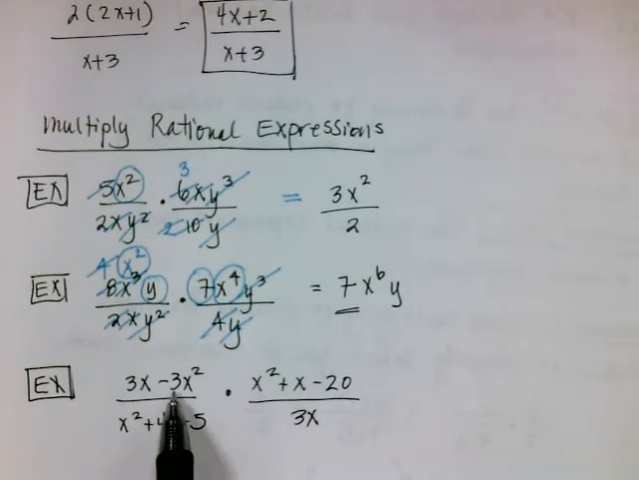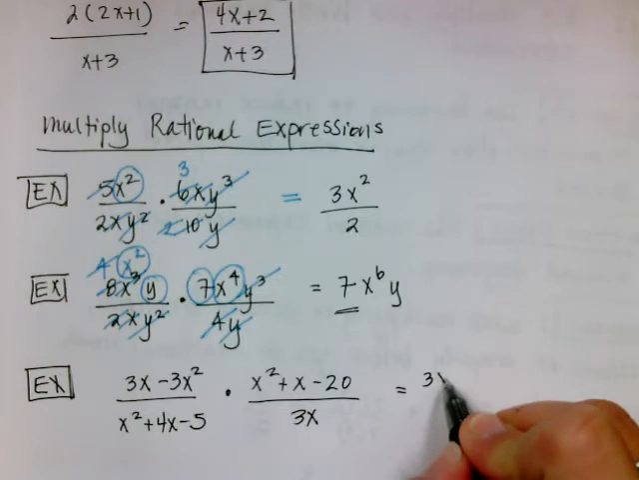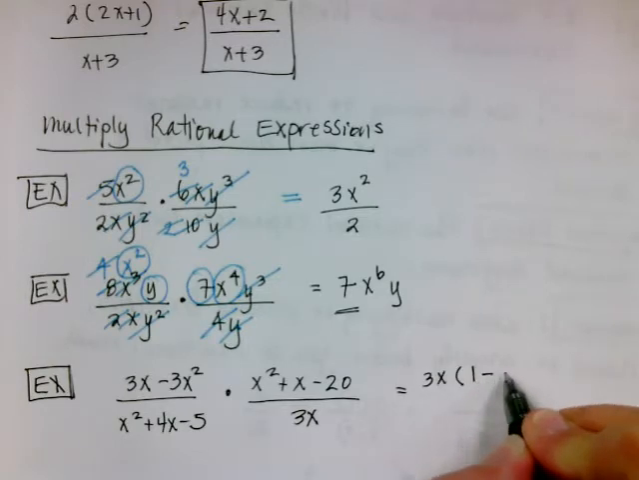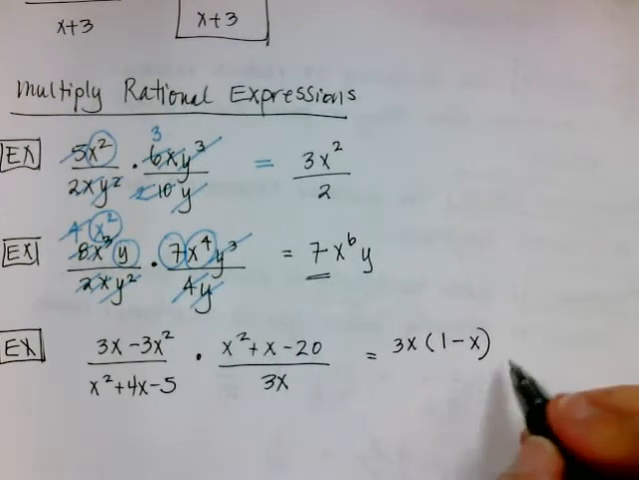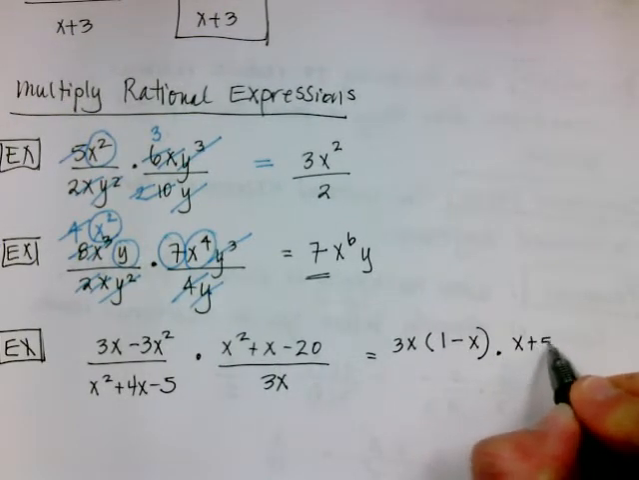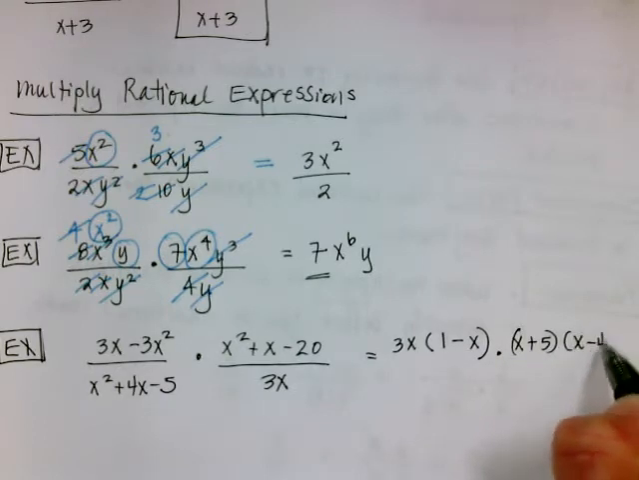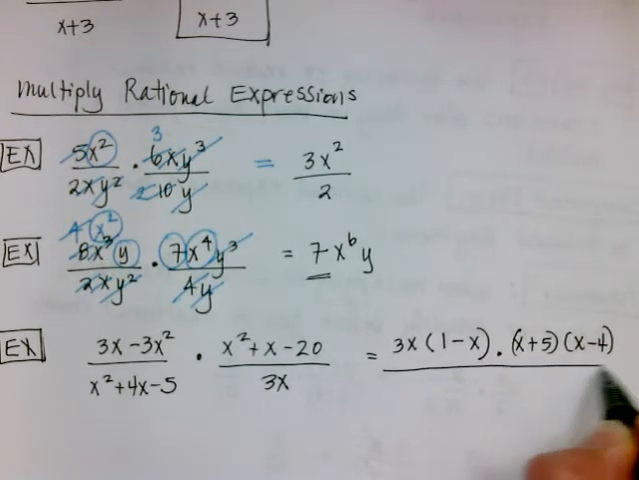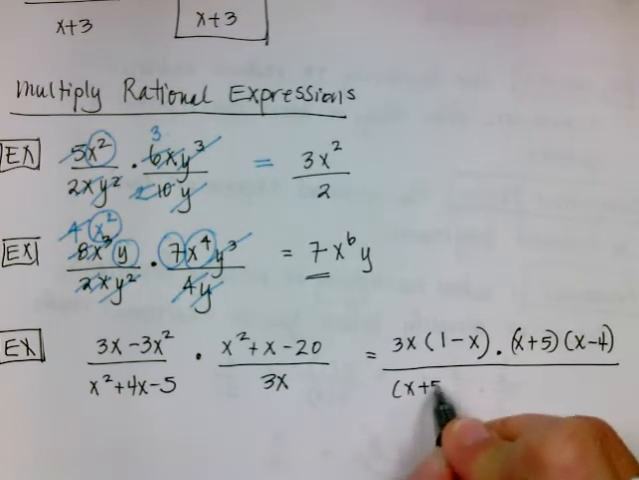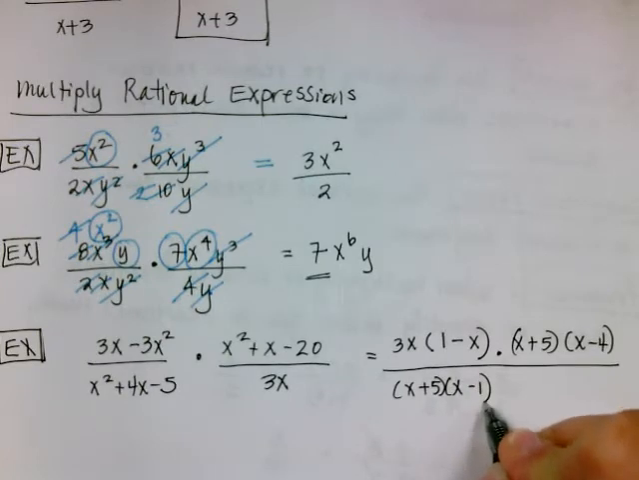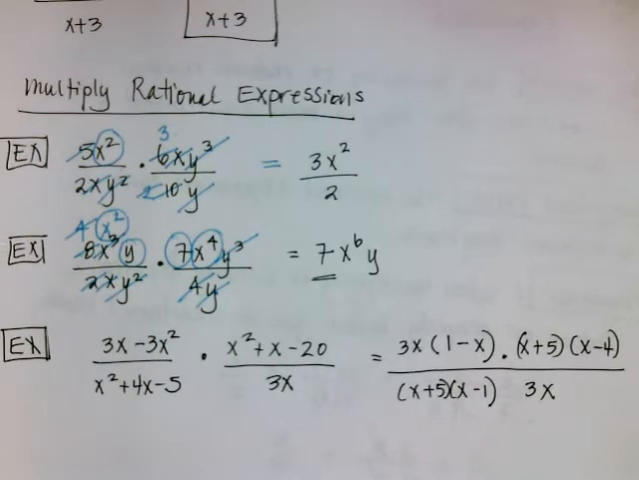So I'm actually going to factor in this one, and I'm going to take out a 3x. Okay, so if I factor out a 3x, I get 1 minus x. Okay, so that's in that first expression. This can factor to be x plus 5 and x minus 4, so we are going to be doing a lot of factoring. This one can factor to be x plus 5 and x minus 1, and then the 3x stays. All right, so now let's start managing everything that's alike.